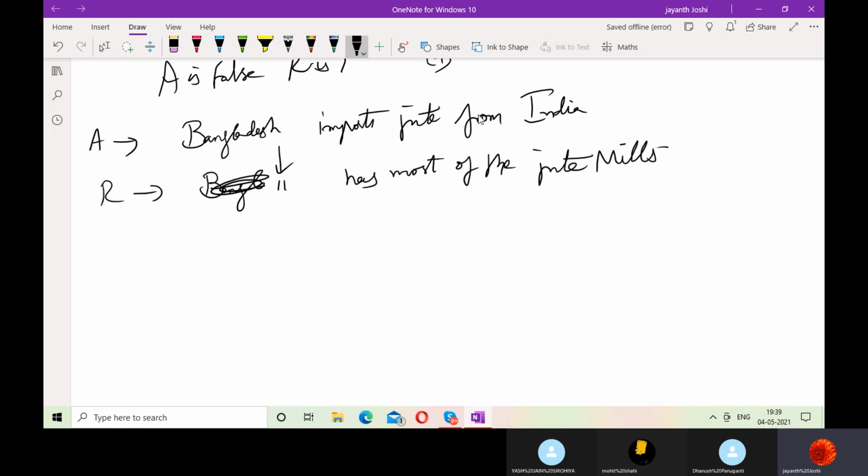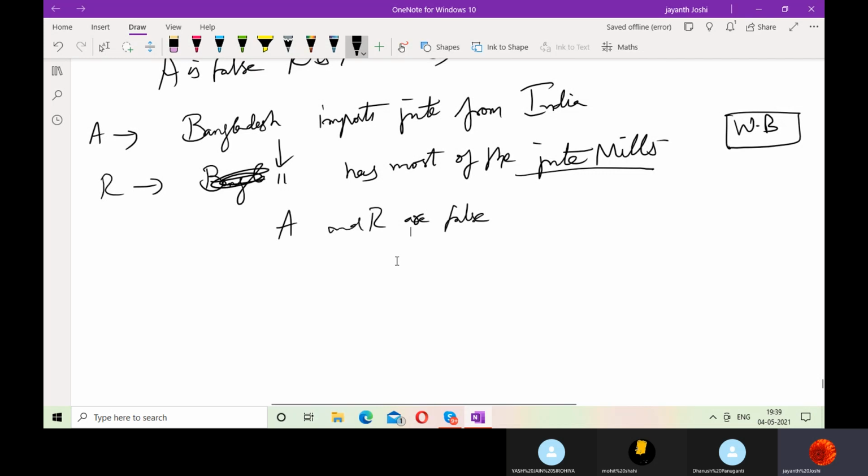When India's partition happened, a lot of jute production happened in West Bengal. So a lot of factories are in West Bengal, but a lot of jute is produced in Bangladesh. In fact, we import jute from Bangladesh, correct? So we import the raw material for our mills. So jute mills are in India. I can say both assertion and reason are false. Why? Because the statement that Bangladesh imports jute from India is wrong. In fact, India imports jute for its mills. And that most of the jute mills are in Bangladesh is a false reason, because we have more of the mills.